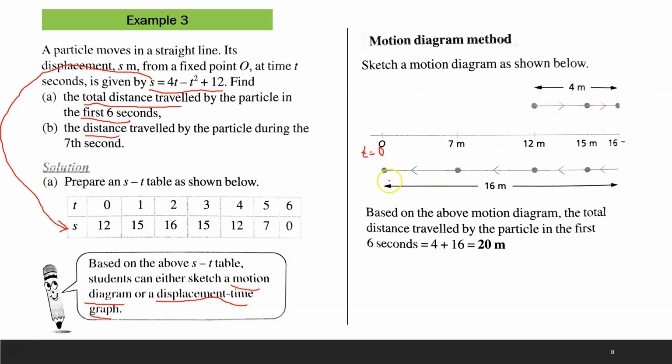Okay, tengok yang 16 meter ni movement dia bila 2 second. 12 ni bila T equal to 0. Oh, dekat sini T equal to 0. Okay.